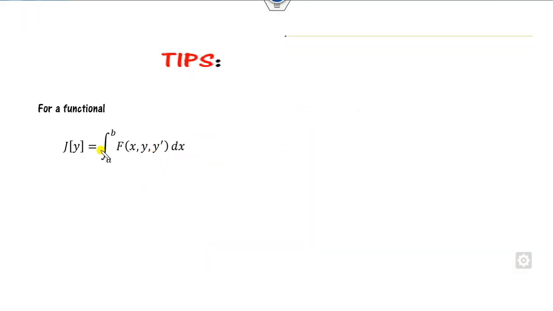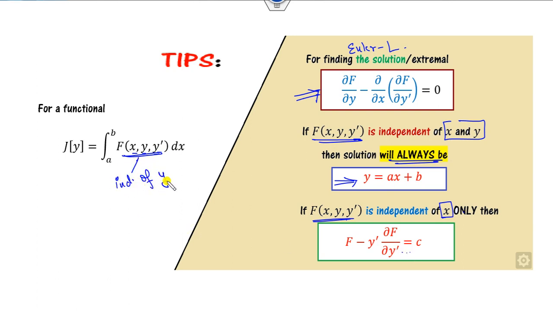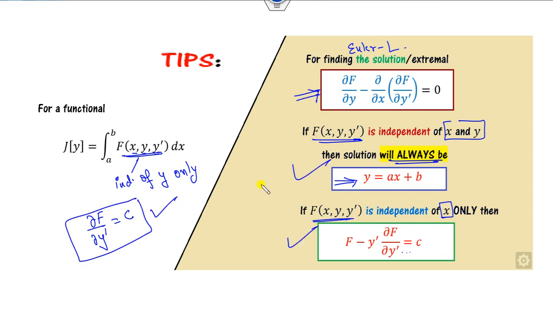So what are the tips for you? Once you have the functional here, depending upon its nature, if it is a function of x, y and y dash, you can start with the Euler-Lagrange equation. If this function is independent of x and y both, then there is always a solution of this form, whatever the nature of this. If this function is independent of x only, then we can start from here. If this function is independent of y only, then we can start from here. If it is independent of y, then this is my constant. So these 1, 2, 3 are the simple tips for you.